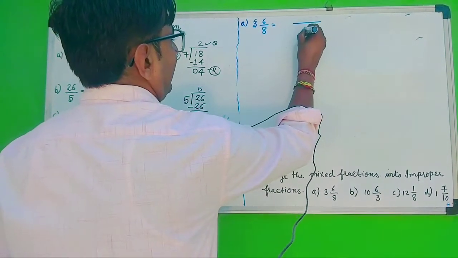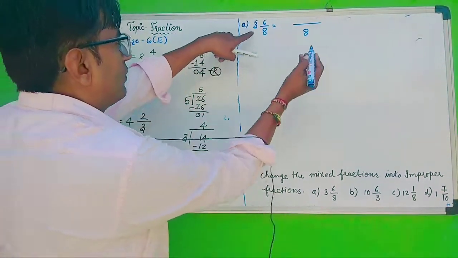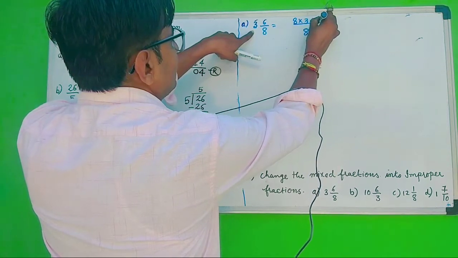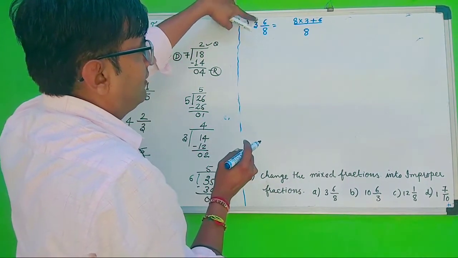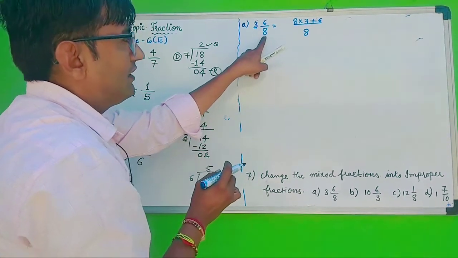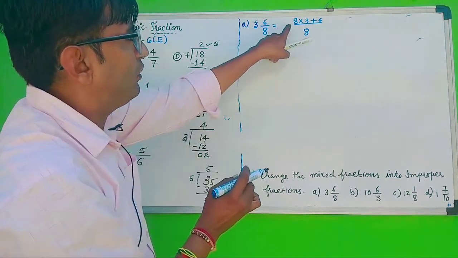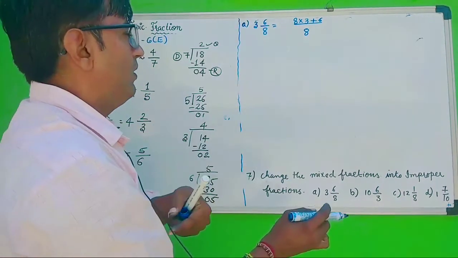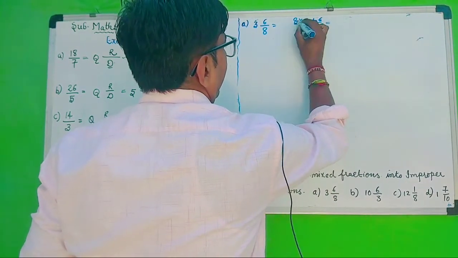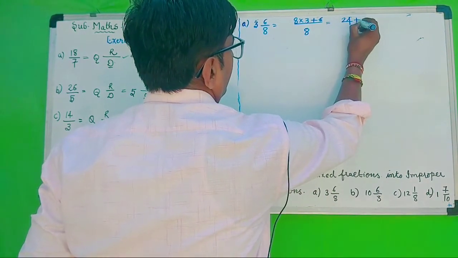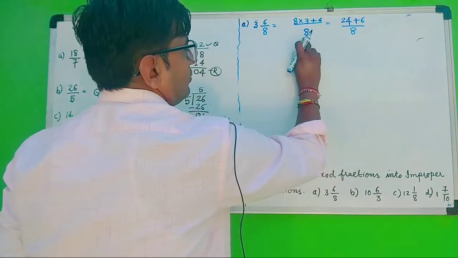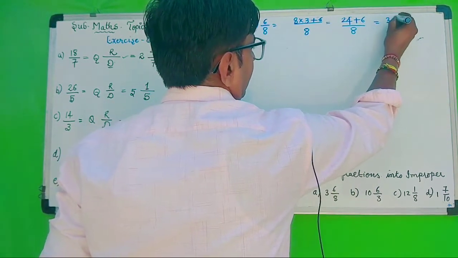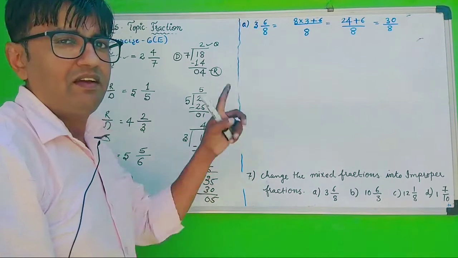You have to write 8 as a denominator as it is. You have to multiply 8 into 3, plus 6. You multiply denominator and whole number, then whatever result you get, you have to add in the numerator. Here I am writing 8 3s are 24, 24 plus 6 by 8. Do not change the denominator. 24 plus 6 equals 30. 30 by 8. Clear? Understood?